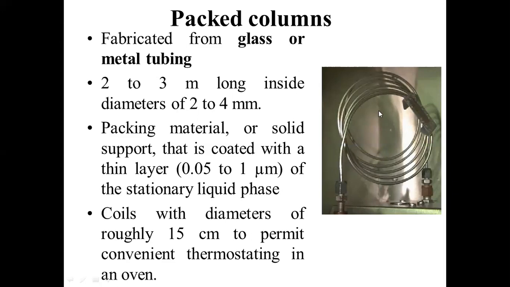So this 2 to 3 meter coiled packed column can be placed inside the oven of the gas chromatograph. So this is the dimension of the column. Inside this chromatographic column, a solid stationary phase will be tightly and homogeneously packed, with a uniform particle size, and the packing is consistent.